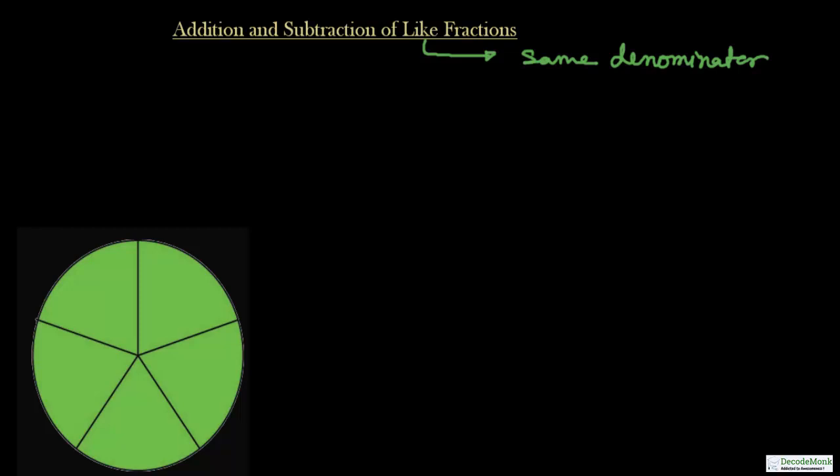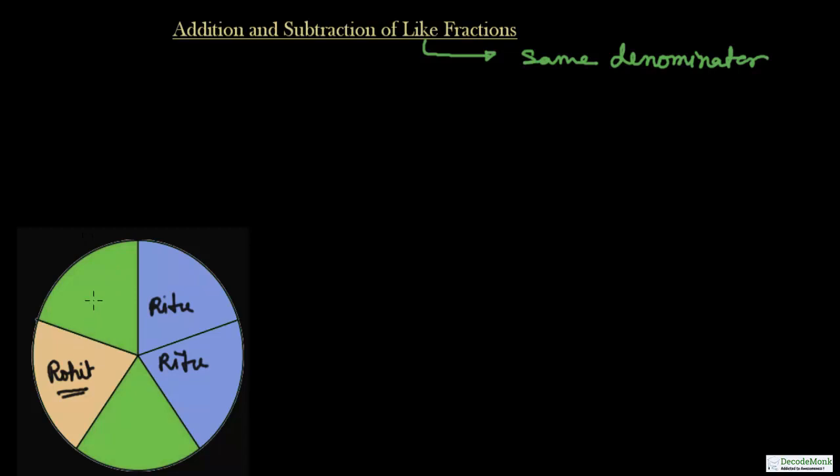Let us consider one more example. Suppose you have got a circular cake, and out of that circular cake, you have given one part to your friend, say his name is Rohit. So this pink portion is for Rohit, and you have given two portions to your friend named Ritu. Blue portion is for Ritu.